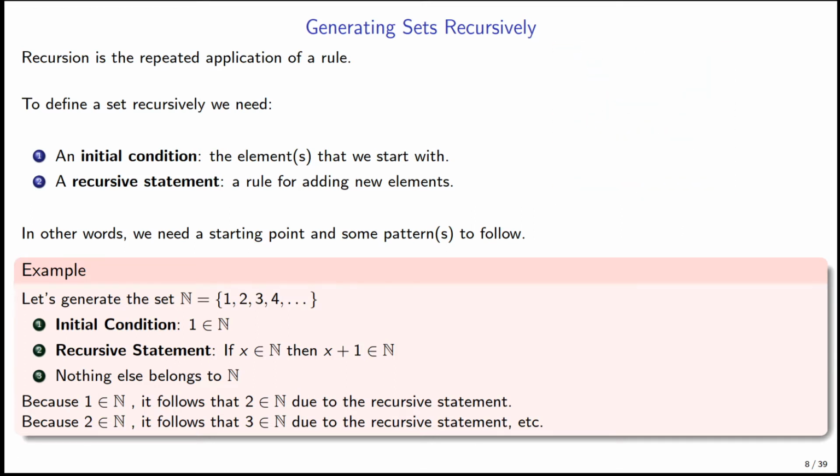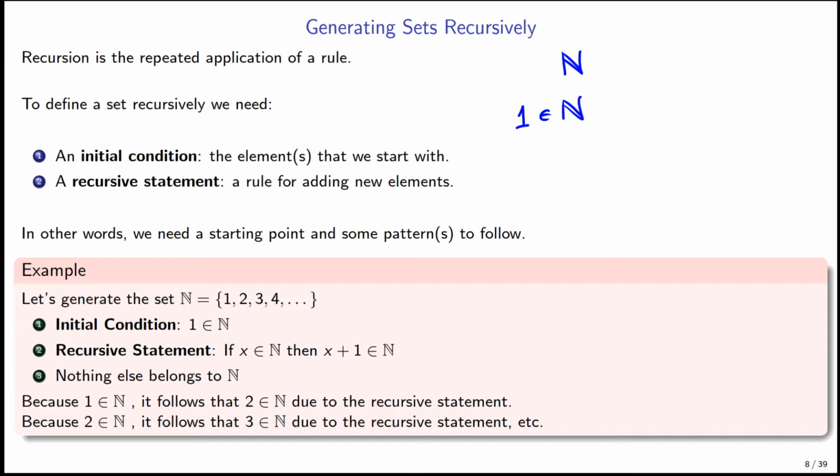So what you need to generate a set recursively are two things. You need an initial condition. You need something you start with. So with our example, we're going to create a set containing all the numbers 1, 2, 3, 4, and that goes on infinitely. So as an initial condition, I want to start with the number 1. We're going to build this set of the natural numbers N, and we're going to start and say that 1 is an element of our natural numbers.